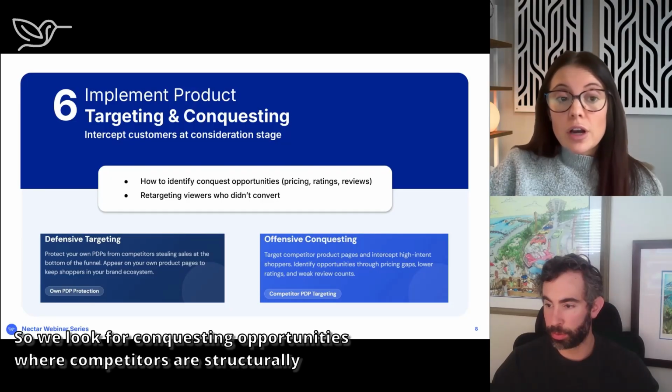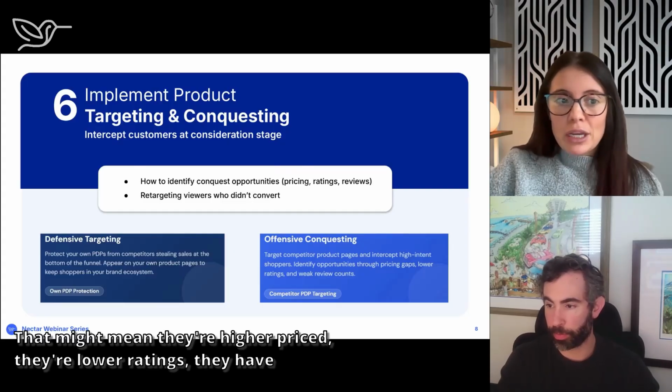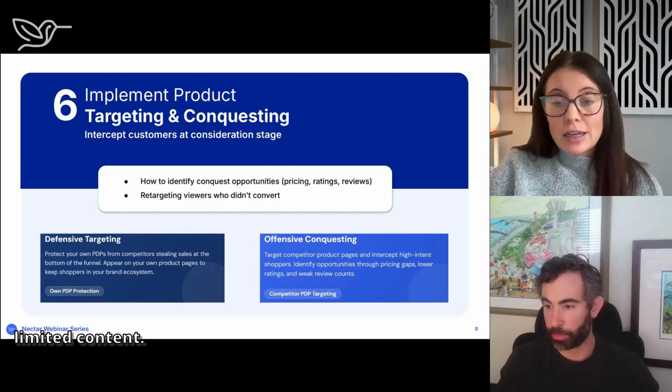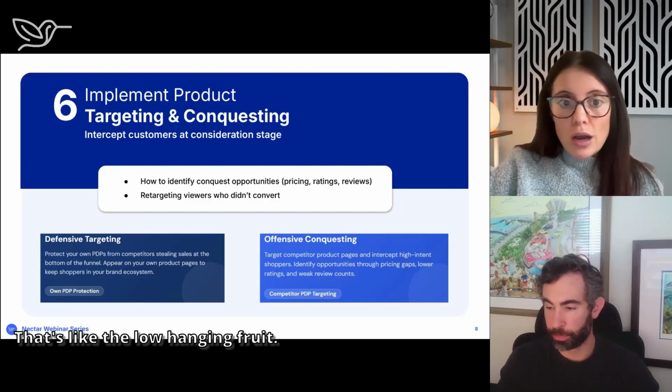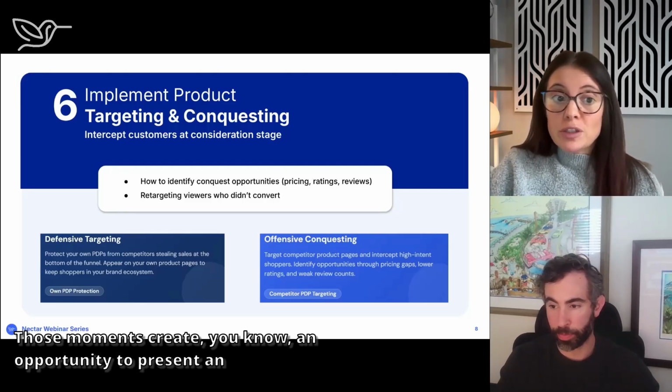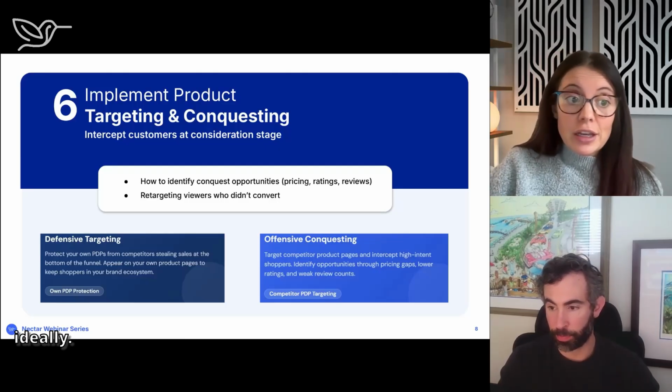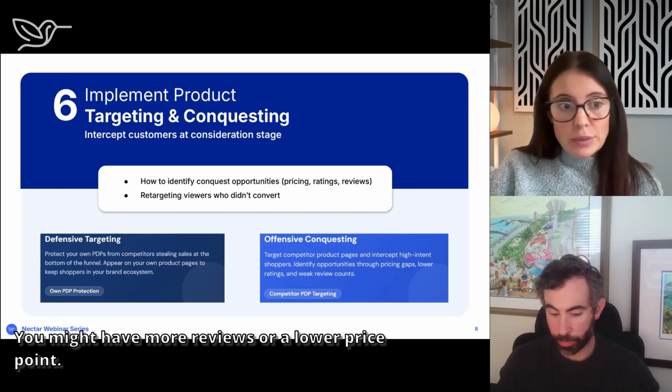So we look for conquesting opportunities where competitors are structurally weaker. That might mean they're higher priced, they have lower ratings, or they have poor imagery or limited content. That's the low-hanging fruit. Those moments create an opportunity to present an alternative, a better alternative ideally. You might have more reviews or a lower price point.